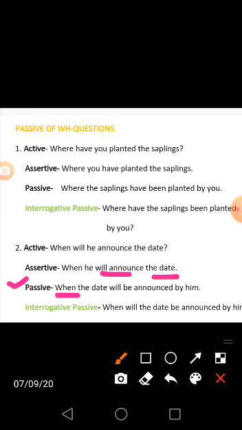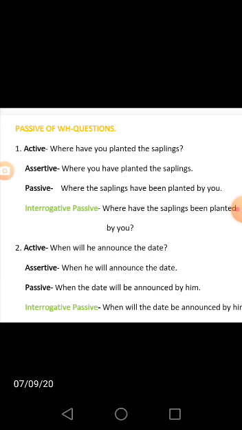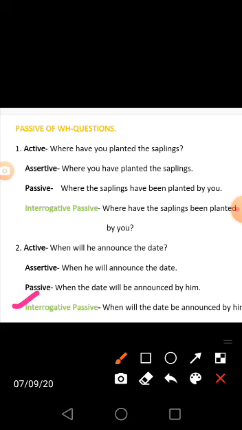The date. It is the object. So the date will come in place of the subject. So when the date will be announced by him. Okay, and the final answer will be interrogative passive.